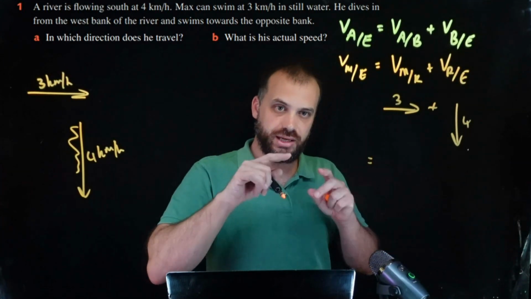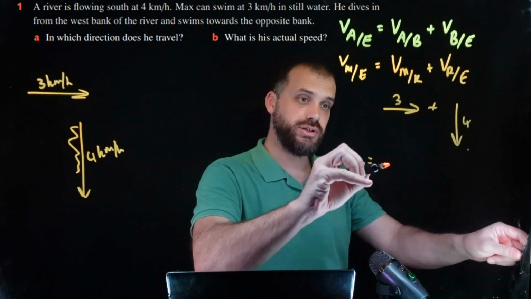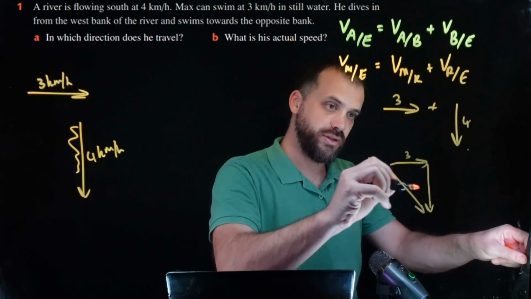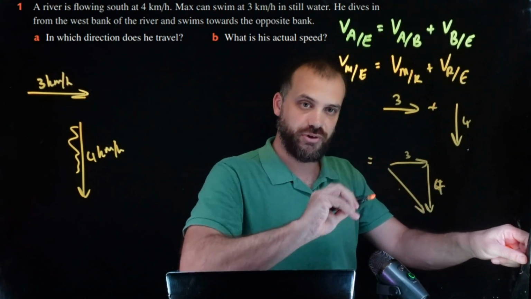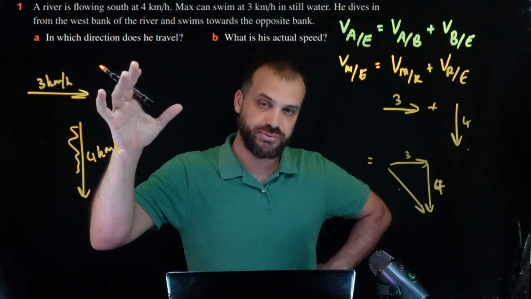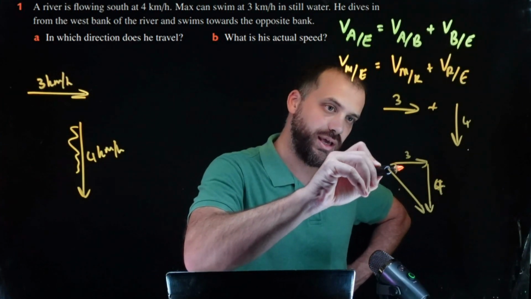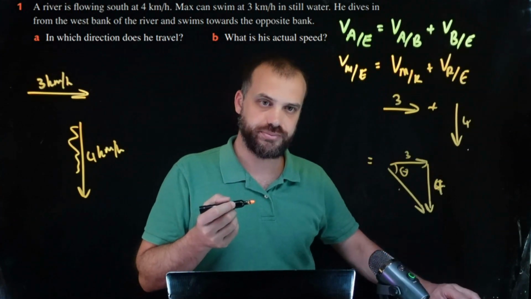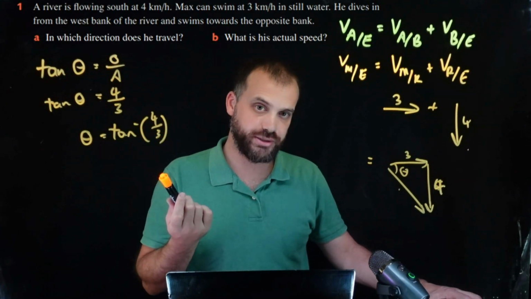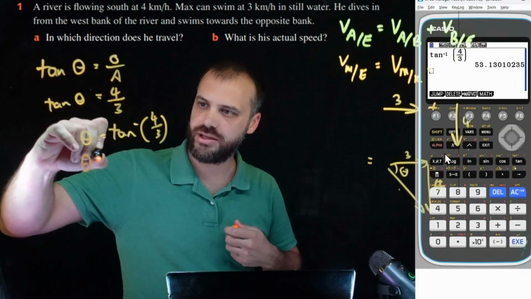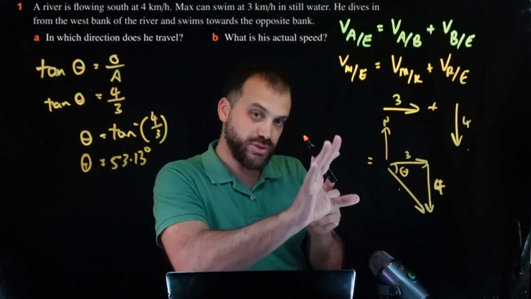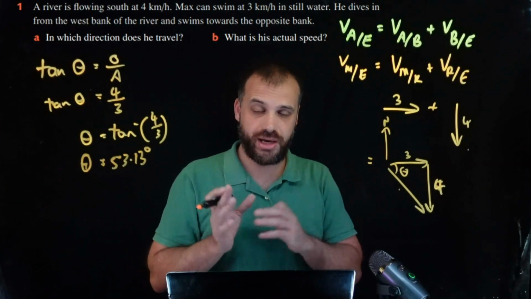So that means that when we add these two vectors together graphically, we can say 3 and 4 makes 5. Why am I saying 5? Pythagoras. Okay, so in which direction does he travel? We need to find this angle right here. So SOHCAHTOA, tan theta is equal to opposite over adjacent, 4 over 3, and we put this into our calculator. So when I do that, I get an answer of theta is equal to 53.13 degrees, but this is a real-world application. It's not some sort of mathematical construct.